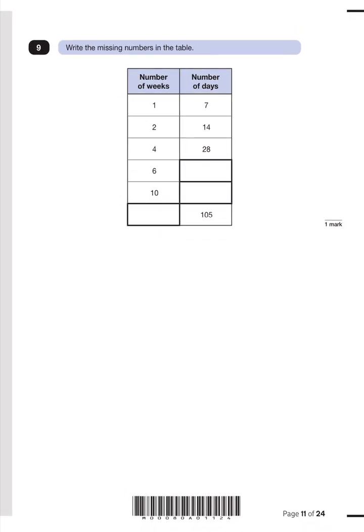Number 9. Write the missing numbers in the table. We've got number of weeks, we've got number of days. In a week, there are 7 days. In 6 weeks, 6 times 7, 42. 10 weeks, 10 times 7, 70. 105 days. We want to work backwards, so we're going to divide by 7. 7 goes into 10 once, so the remainder of 3. 35 divided by 7 is 5, so 15 weeks.